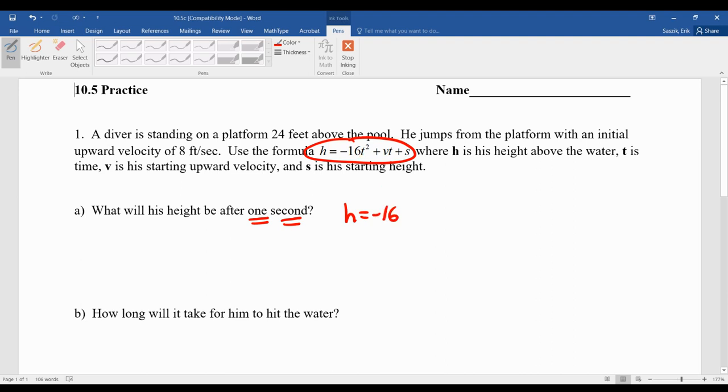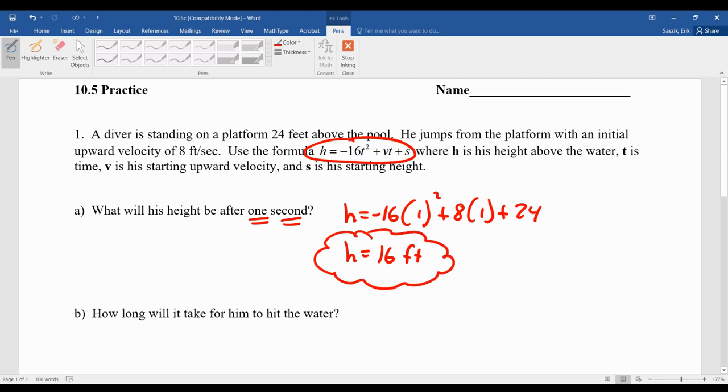We are being told that the time, t, is 1, so I'm going to put that in for t. I was told that the upward velocity v was 8. Remember, t is 1 here in this problem. And then my starting height is 24. So now I just take my calculator and crank this out, and type in this string of stuff, and you will come up with 16 feet. After 1 second, the diver's at a height of 16 feet.